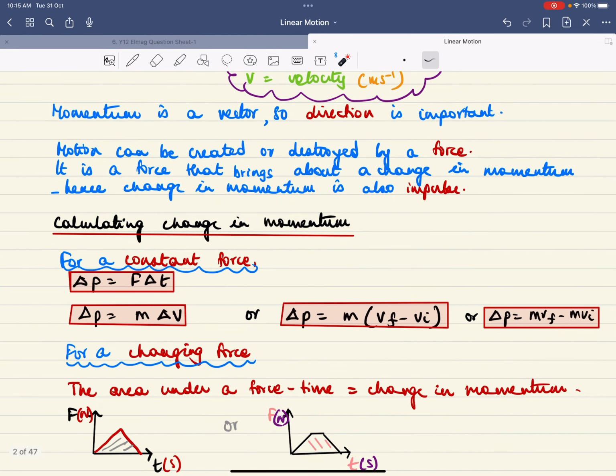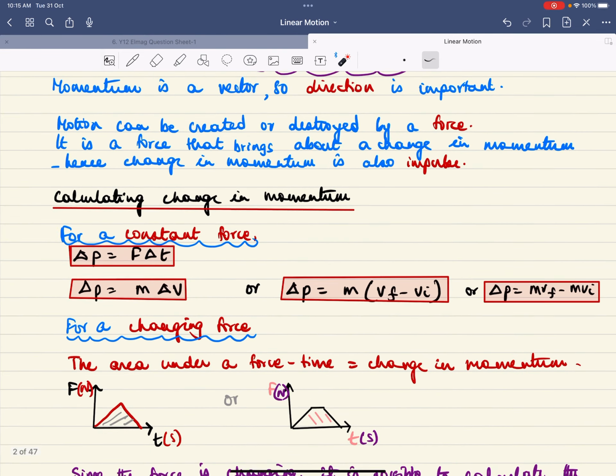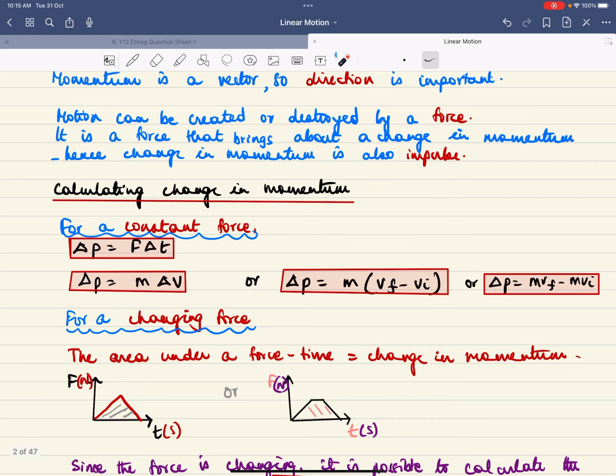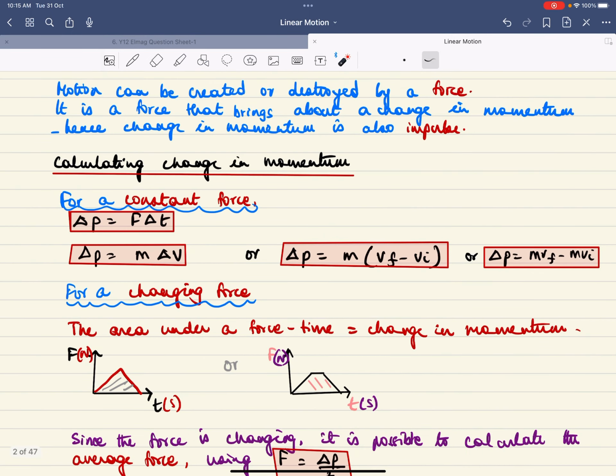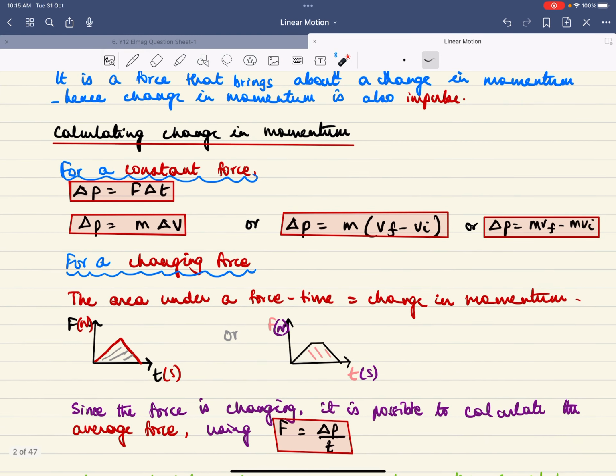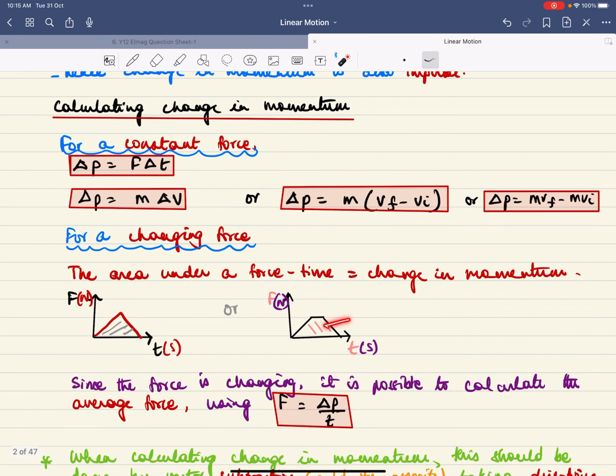Now, when the force is changing, it is the area under a force-time graph that gives you the change in momentum, and depending on the shape of what's under the graph, you need to use the appropriate formula. So this one is a triangle, and this one is a trapezium. If you can't remember the formula for a trapezium, you can also change it to two triangles and a rectangle and add all three.